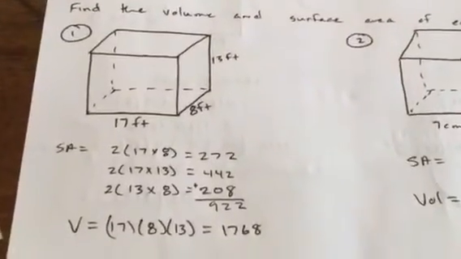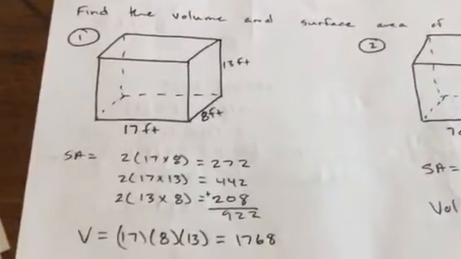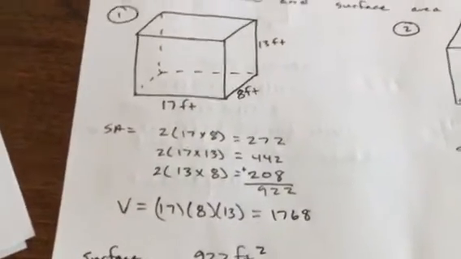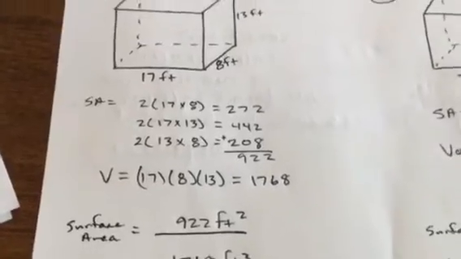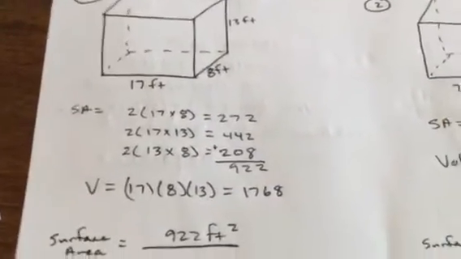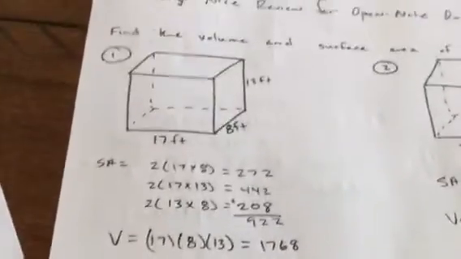All right, number one, you have a rectangular prism. For surface area, you've got two sides that are 17 by 8, two sides that are 13 by 17, and two sides that are 13 by 8. Find the respective areas and add them up. That's your answer. For volume, it's simply area of the base, which is length times width, times the actual height. That's how you get the volume for that rectangular prism, guys.